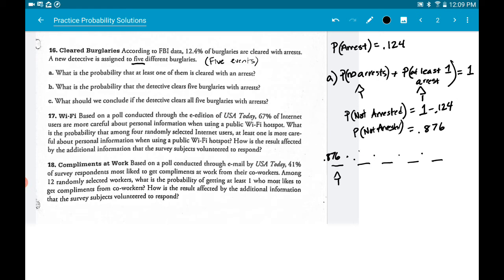And the second case, again, same thing, you're not making an arrest. And if you're trying to find the probability of no arrests, well, you're going to have this 0.876 all 5 times. That represents no arrests 5 times. And you could write it as 0.876 times 0.876 times 0.876, or you could just take 0.876 and raise it to the 5th power. That's 0.515, or 0.516 if you round.